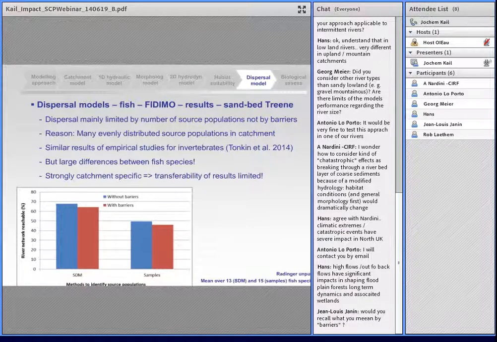What do I mean by barriers? Dams, weirs, everything which hinders the up or downstream migration of fish and invertebrates.